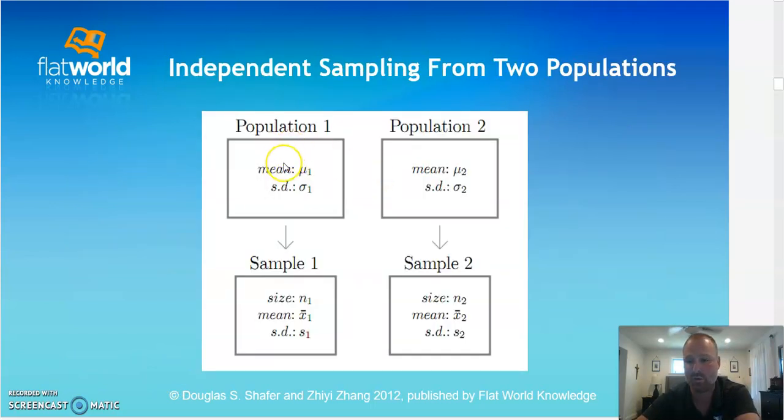This next slide shows a picture. We have population 1, we could call it different states, Massachusetts, New Jersey, population 2, different mean, different standard deviation, a sample size for one, a sample size for another. Sample mean, sample standard deviation. Populations, and samples are subsets of those.